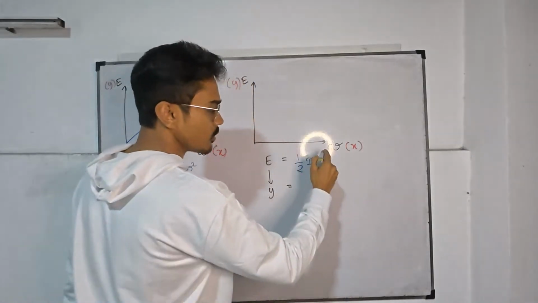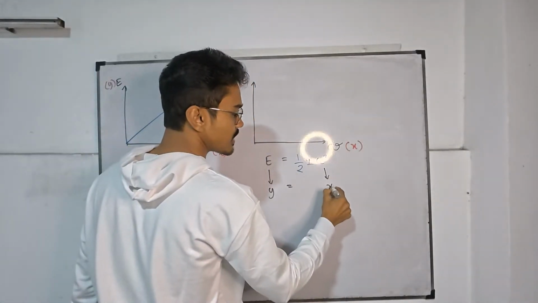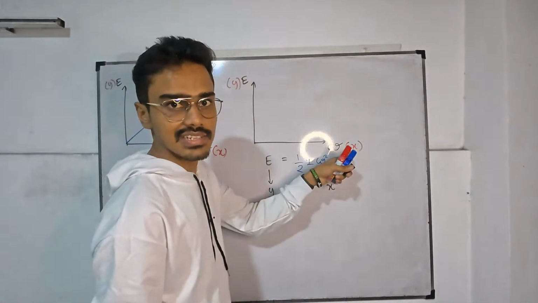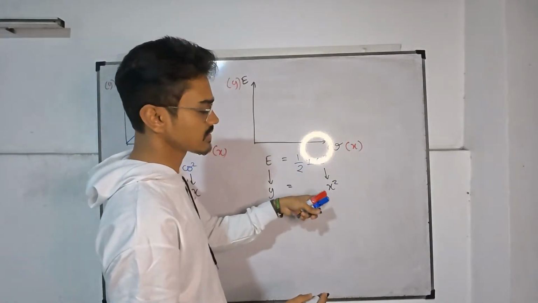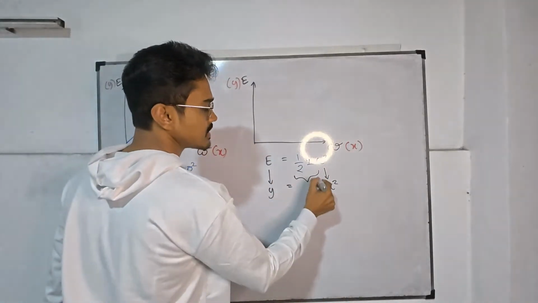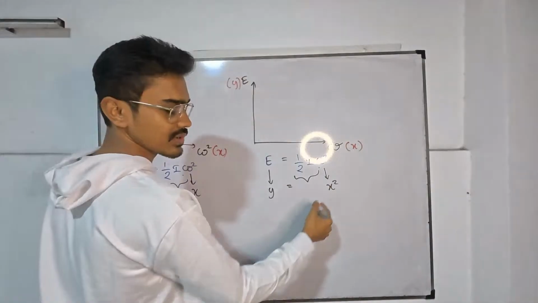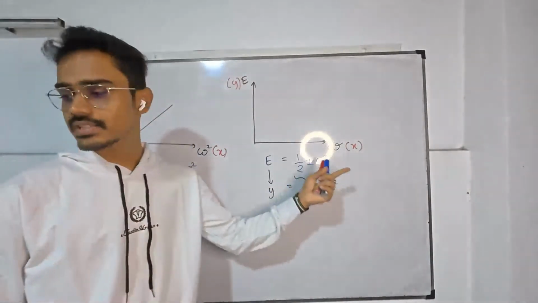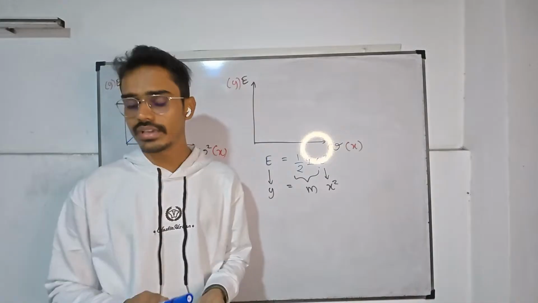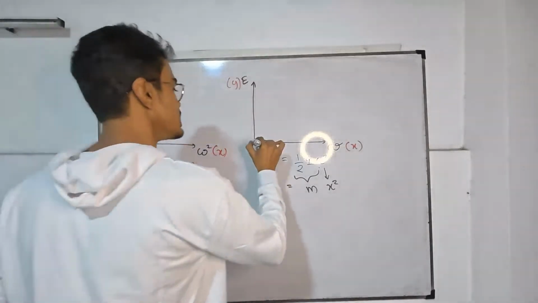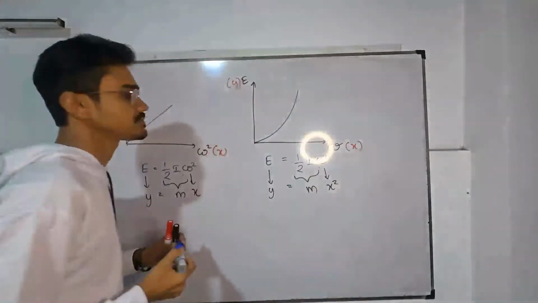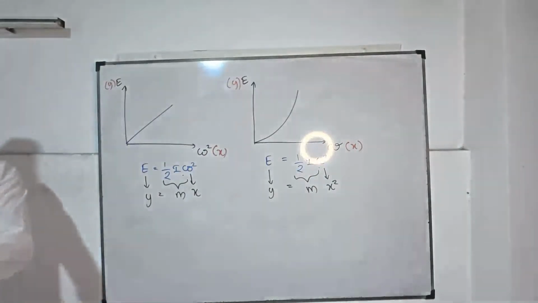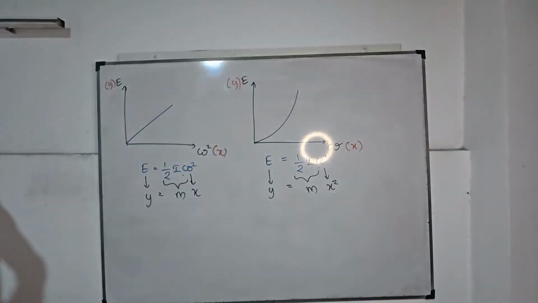So what is omega squared then? That is x squared. Omega is x now, so omega squared is x squared. And whatever it is as a product with omega squared, x squared, is the gradient. So the shape is y equals mx squared. That's a y equals mx squared.